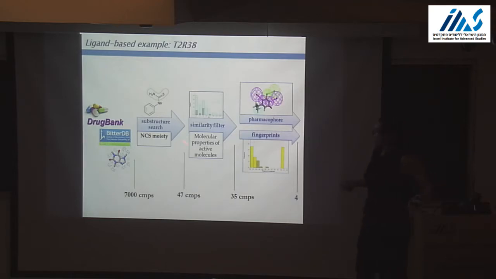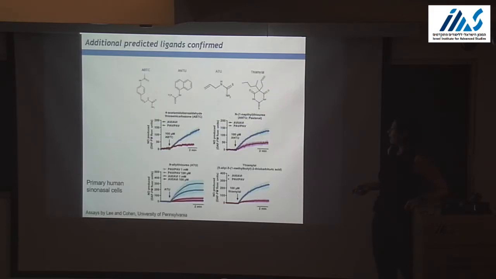Anyway, so Antonella in my lab went ahead and screened all the BitterDB and the DrugBank, the experimental as well as approved drugs, to look for these substructures and then for some molecular descriptors of active molecules and the pharmacophore that would be suitable for these type of molecules, and ended up with several compounds. Only 4 were purchased and tested, and they were tested on primary human sinonasal cells in Noam Cohen's laboratory.